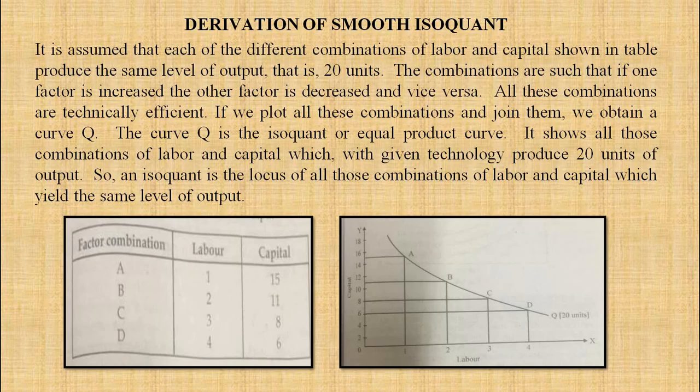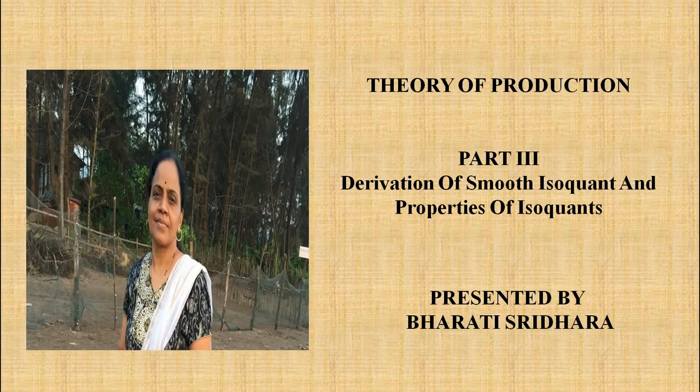This is a derivation of smooth isoquants. This is a very big one, so all the questions are covered here. That is, explain the derivation of smooth isoquants and properties of isoquants, a separate question. Ridge line and expansion path, a separate question. So this is where this topic is over. There are many diagrams, so in your answer you have to give all the diagrams.